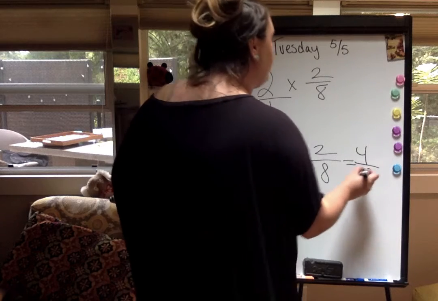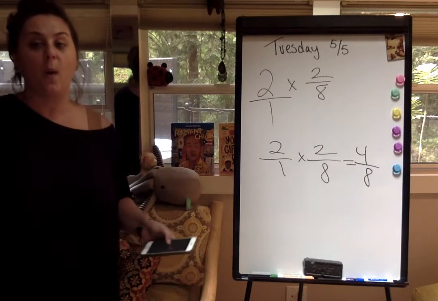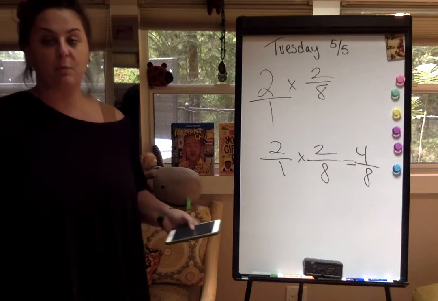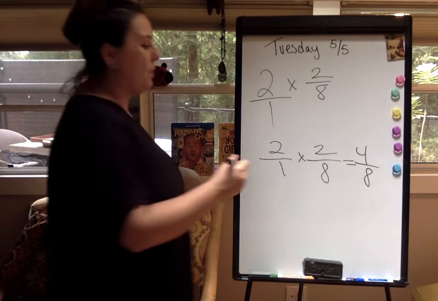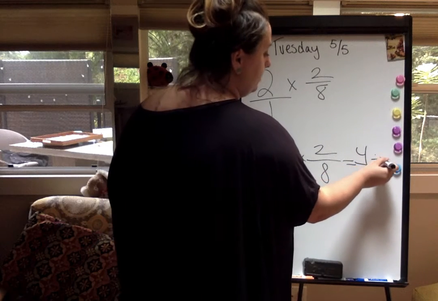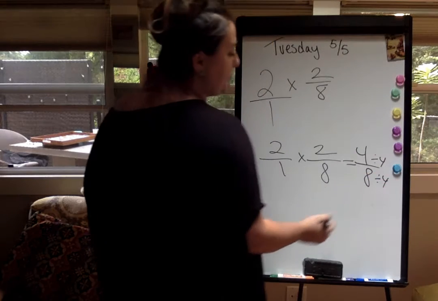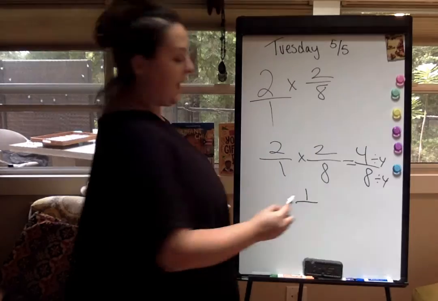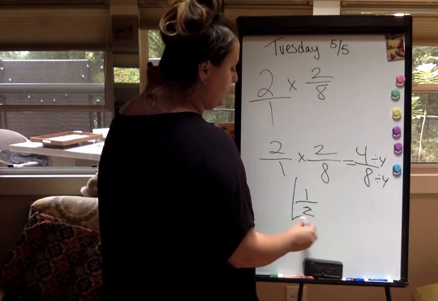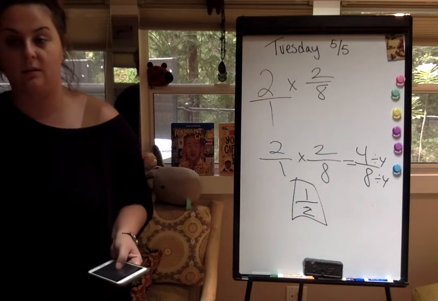Now when you see 4 eighths, I want your brain to go, benchmark, benchmark, benchmark. Because 4 is half of 8, which means it's going to reduce to what? If you divide each by 4, you're going to get 1 half. Benchmark, fraction, benchmark.